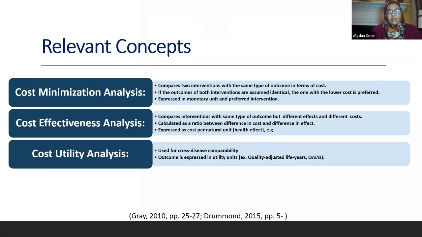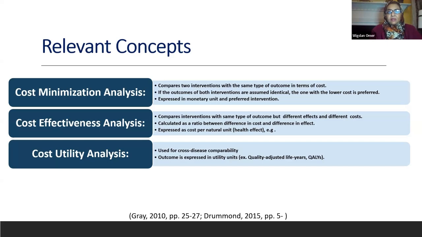So the relevant concepts in these studies are the three health economic evaluations. Cost minimization, as we know, compares two interventions that have the same type of outcome in terms of cost. It assumes that both outcomes are identical, and it compares the cost of one against the other by just taking the difference. And it's expressed in monetary units and preferred intervention.